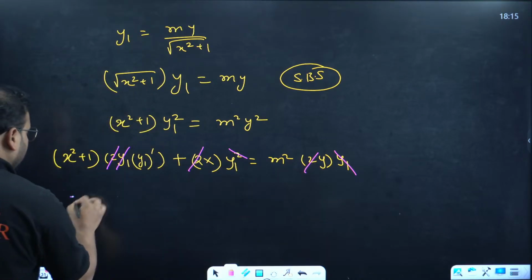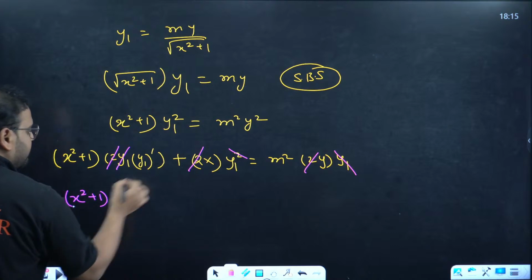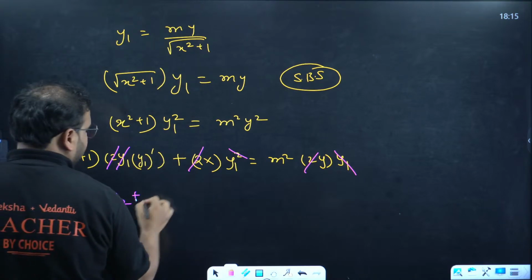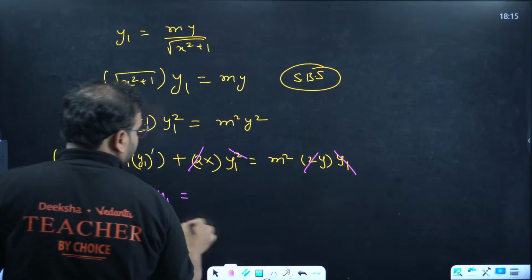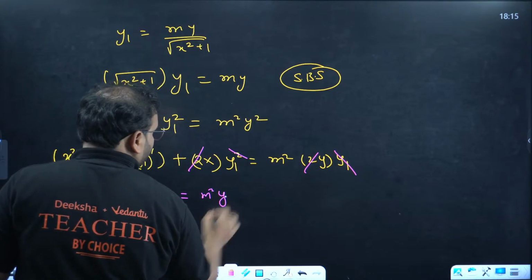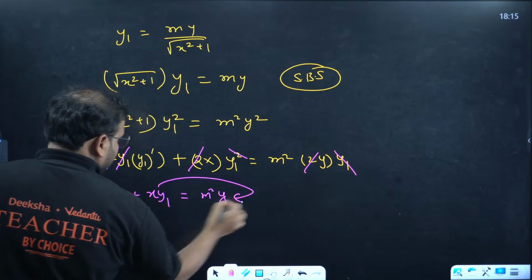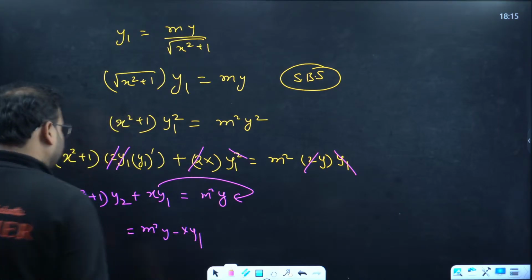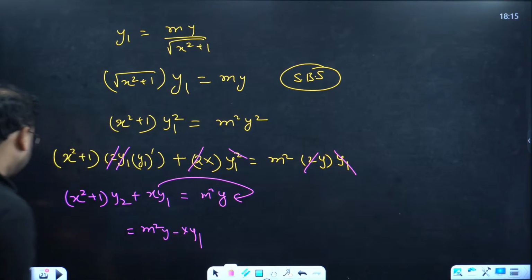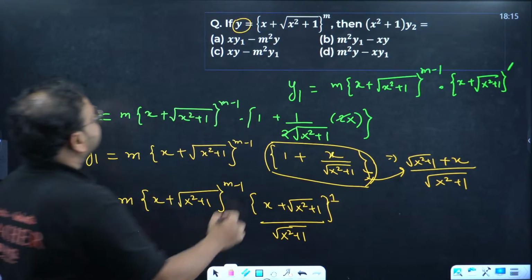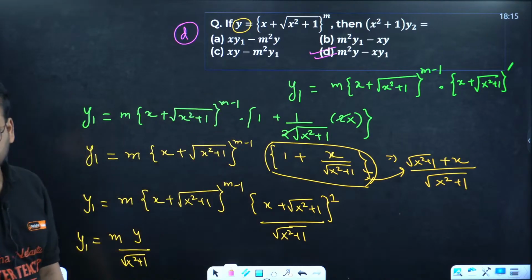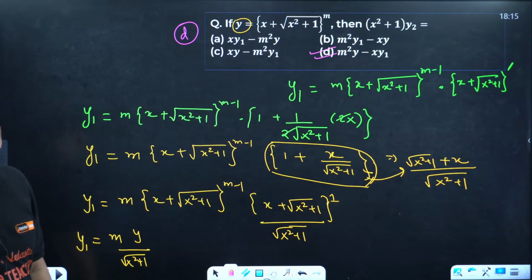What I'm getting now? x square plus 1. This is derivative of y1. It becomes y2 over here, x y1 over here, m square y. Move on this side, your answer becomes what? m square y minus x y1. Option is D. Have a look, guys. Clear?